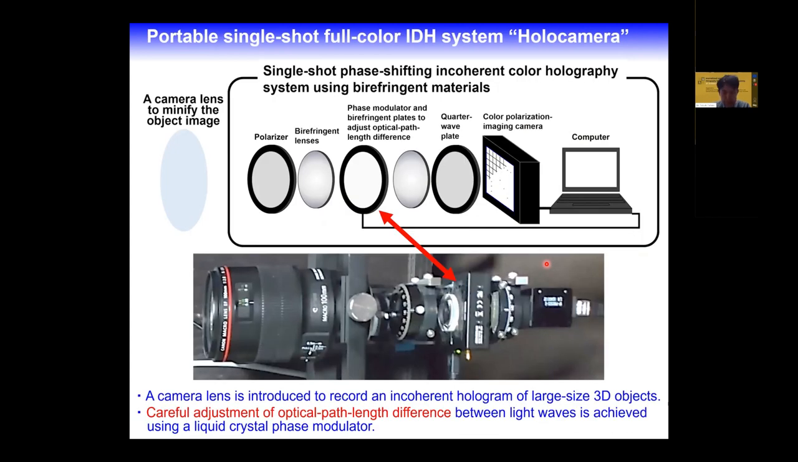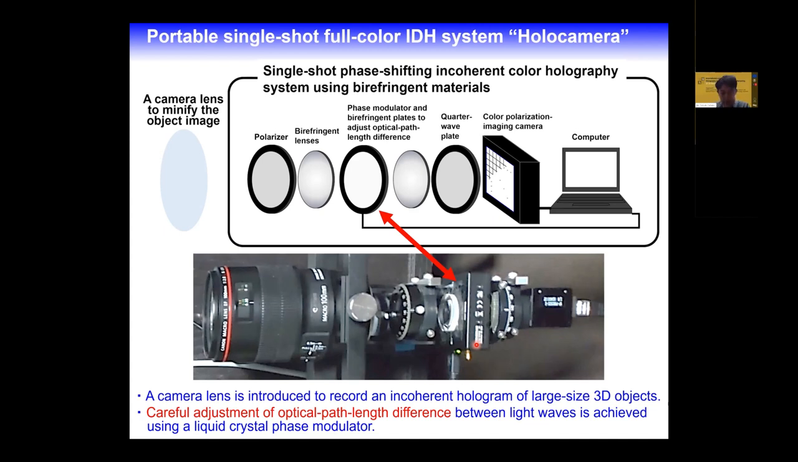So we have fabricated a single-shot phase-shifting incoherent color holography system with a camera lens to minify the object image. We termed this system a holo camera. One of the main points of the holo camera is careful adjustment of the optical path lengths between two object waves, because all interference fringes immediately disappear if the optical adjustment fails.